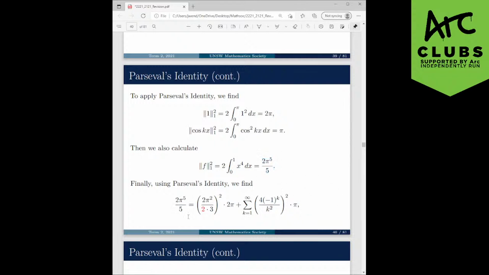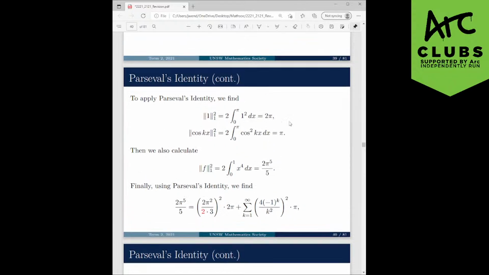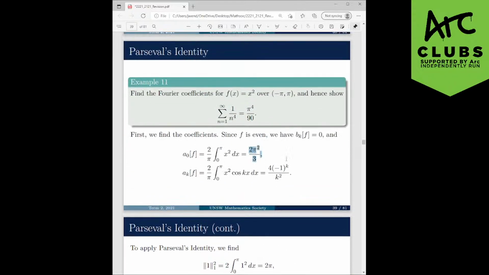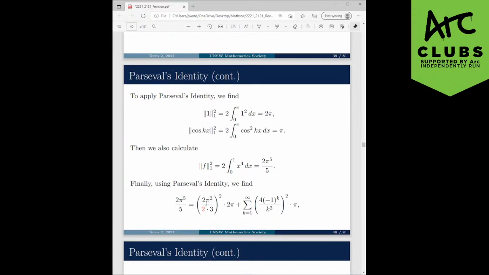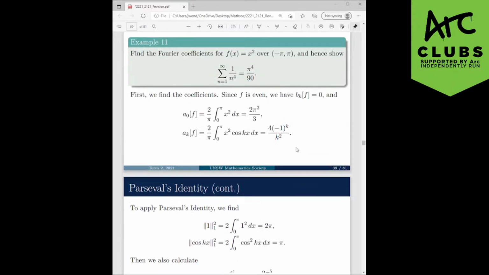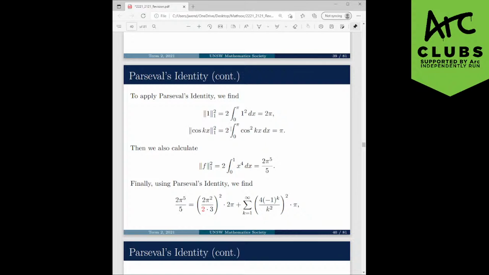So this goes on to the left-hand side of Parseval's identity. You have the A0f, remember the 2 pi squared on 3, but the actual Fourier coefficient is A0f divided by 2. Never forget that. A0f divided by 2 will catch out quite a few people. So you have 2 pi squared on 3 and then divided by 2, all squared multiplied by the 2 pi. Remember the 2 pi comes from its corresponding function's norm squared. You have the akf, square that one, and then multiply it by its cosine kx norm squared. So that would be this pi over here. So that's where this pi comes from.